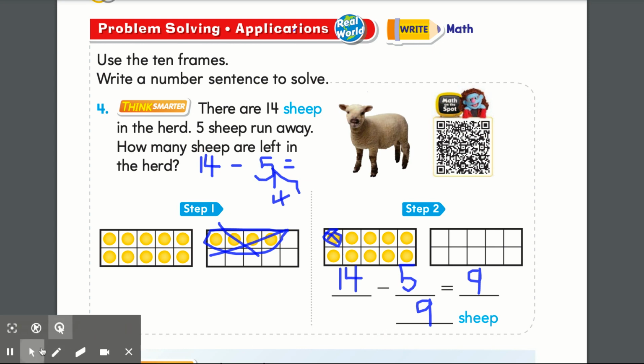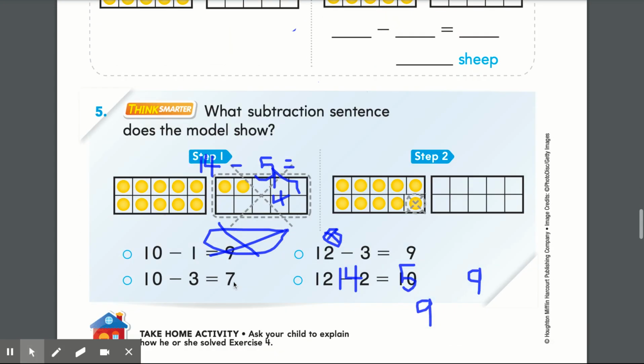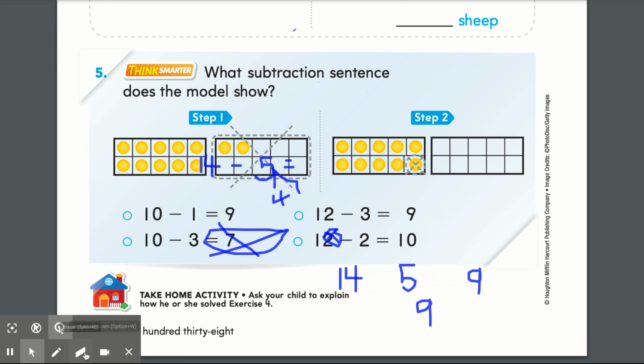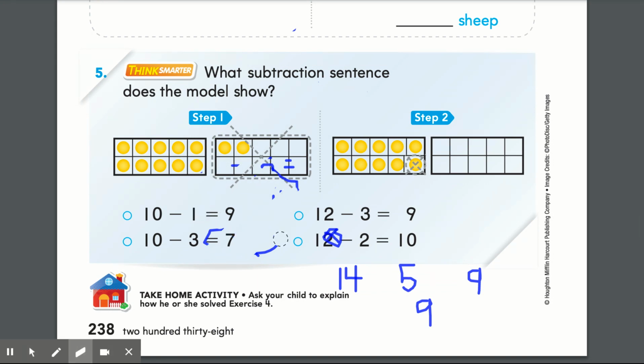Good work. Last problem. Thank you for being patient while I erase. And then we'll get started on our last problem today.